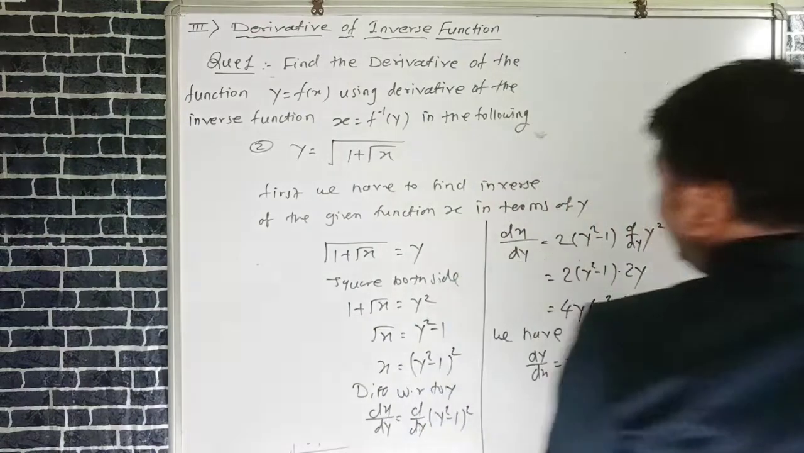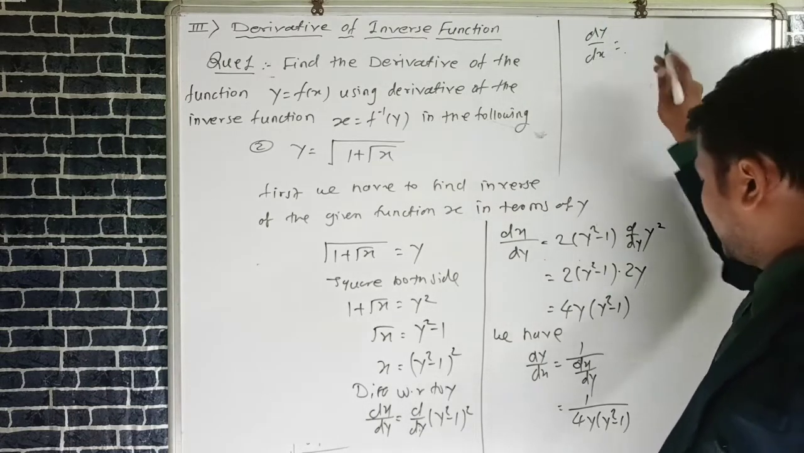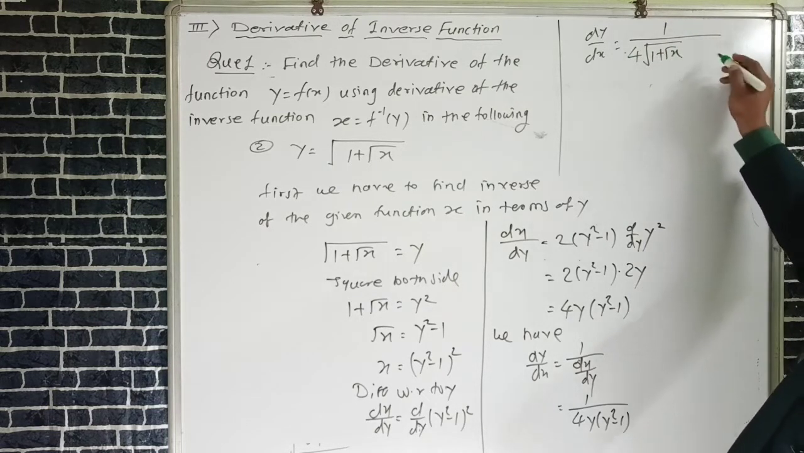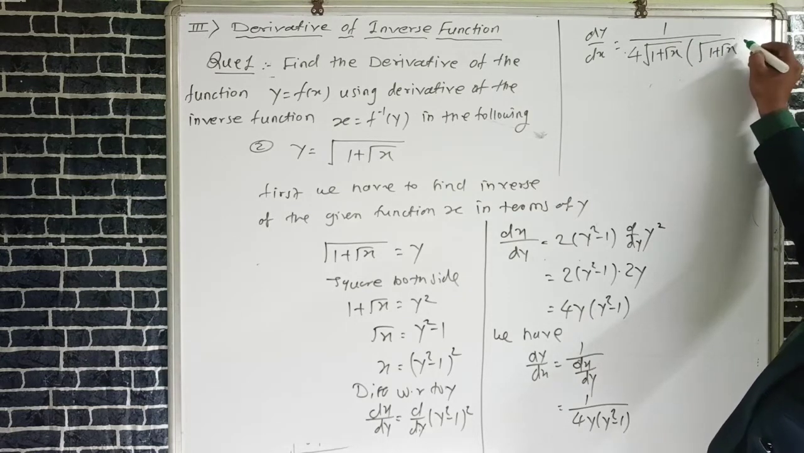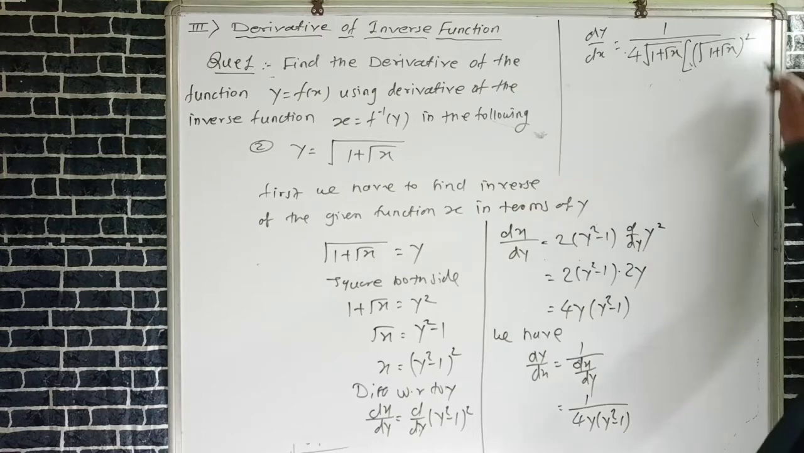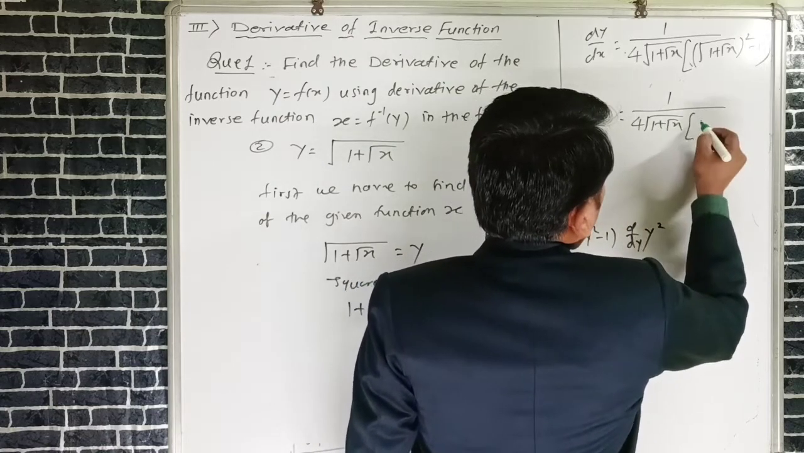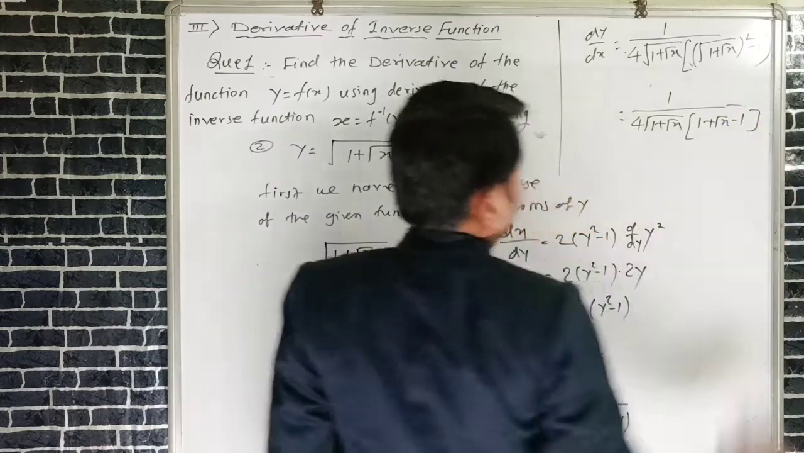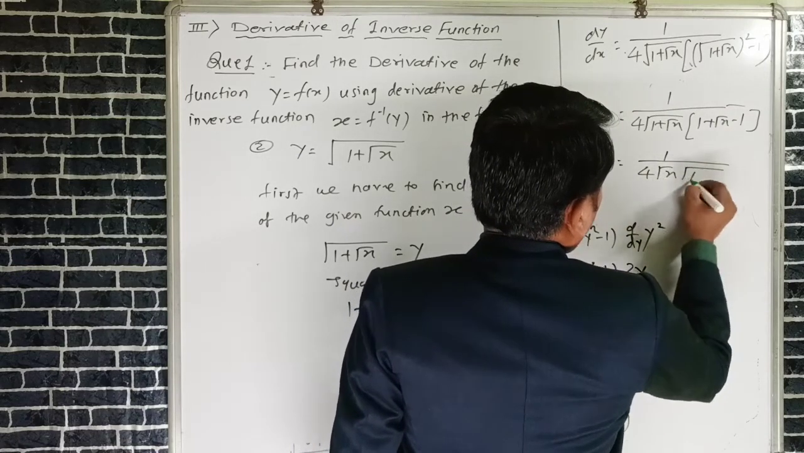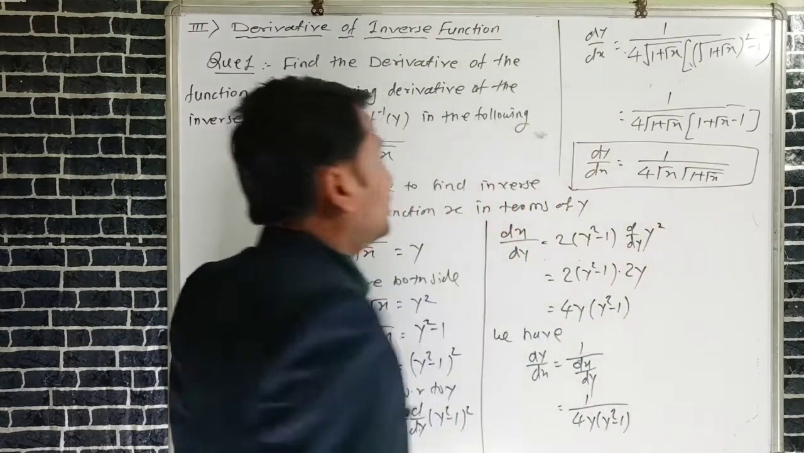If we substitute the value of y, which is under root of 1 plus root x, then we can write dy upon dx is equal to 1 upon 4 into under root of 1 plus root x into under root of 1 plus root x whole bracket square minus 1. It means that the square and square root are cancelled. This is equal to 1 upon 4 under root of 1 plus root x into 1 plus root x minus 1. Plus 1 minus 1 is 0. Hence we can write 1 upon 4 into under root x under root of 1 plus root x, which is the required derivative dy upon dx of the given function.